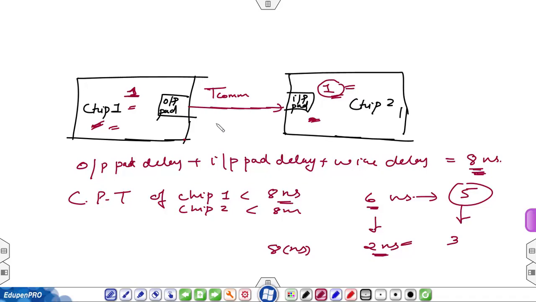Okay, so this is the problem. We say that this system is now bounded by the delay of this communication channel. This is a communication bounded system. Okay, so at this point we need parallel processing to further increase the speed of this architecture.